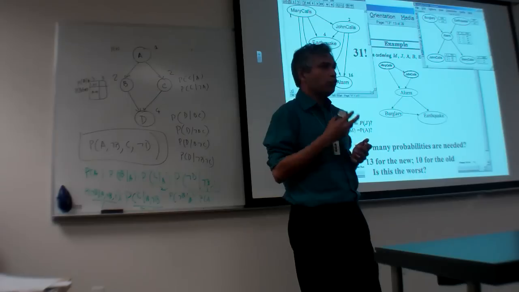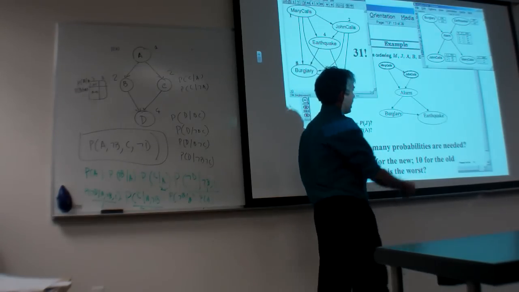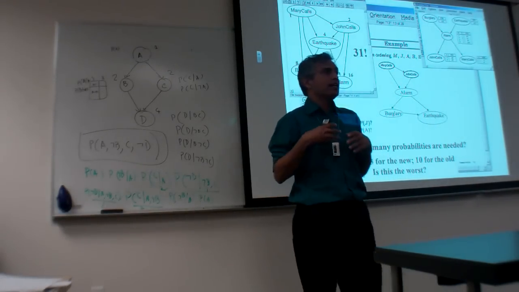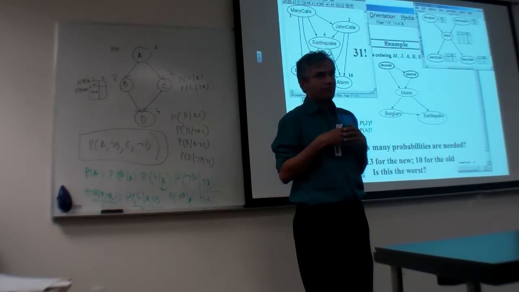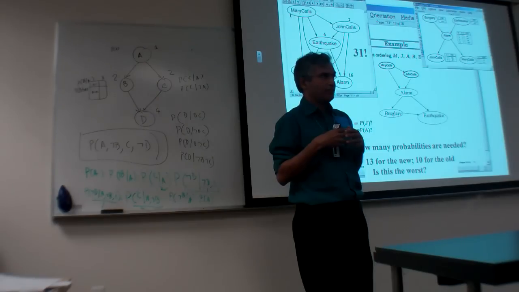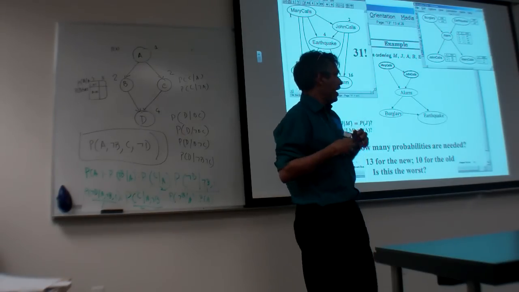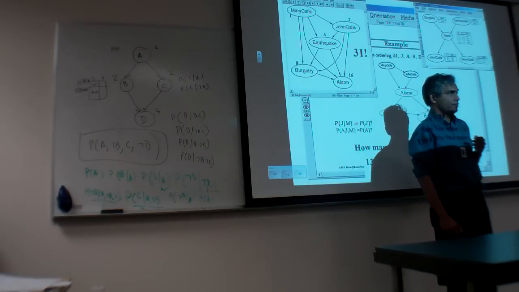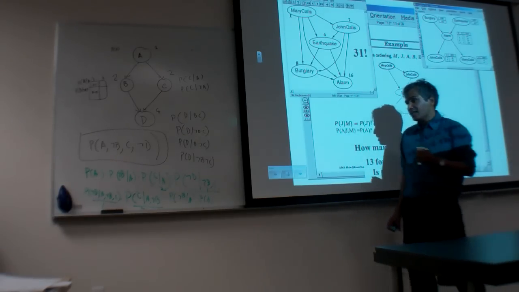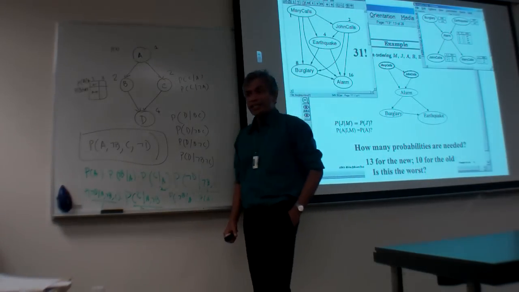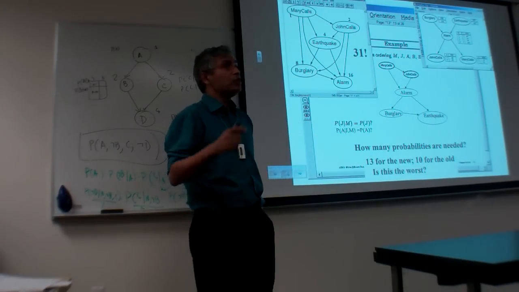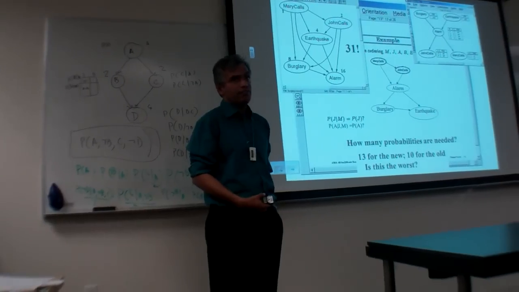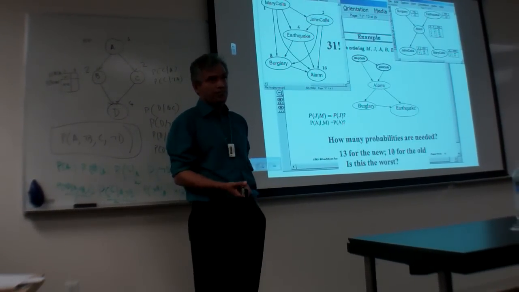Okay, and there are two reasons for that. One is, of course, that actually causal order tends to have fewer edges. Okay, and of course that means that you need to assess fewer probabilities. And secondly, it turns out that causal probabilities are easier to assess than diagnostic probabilities. They tend to be more robust.